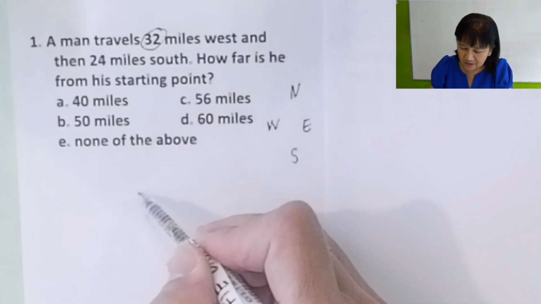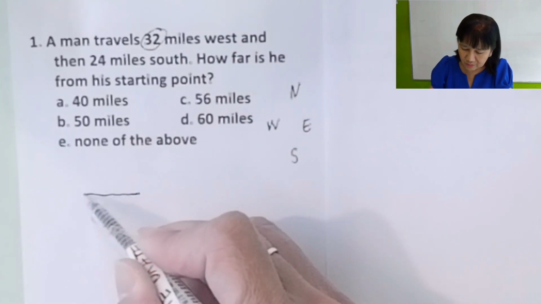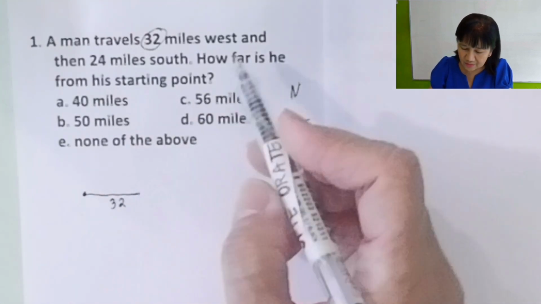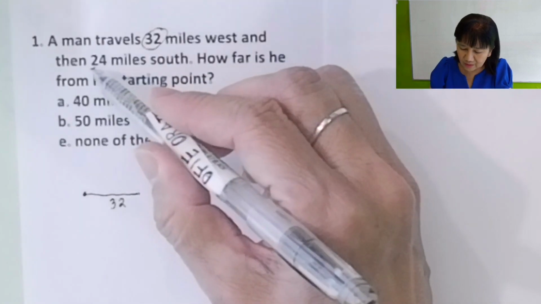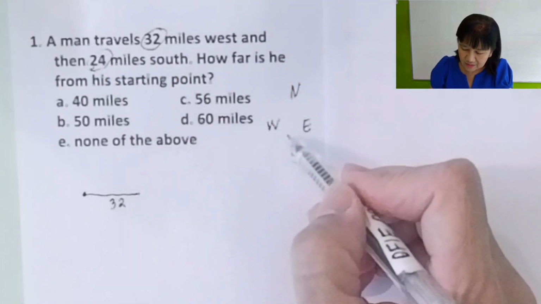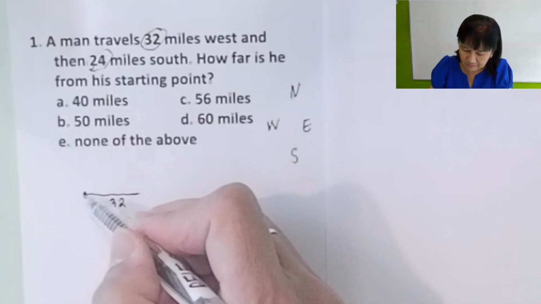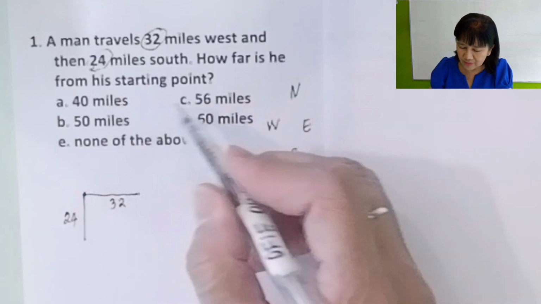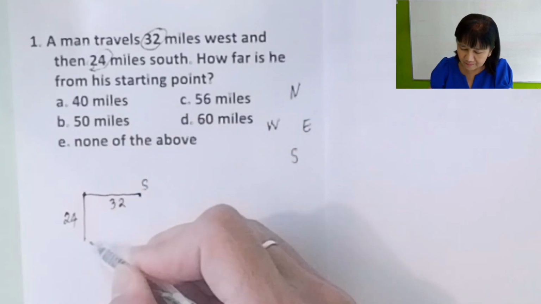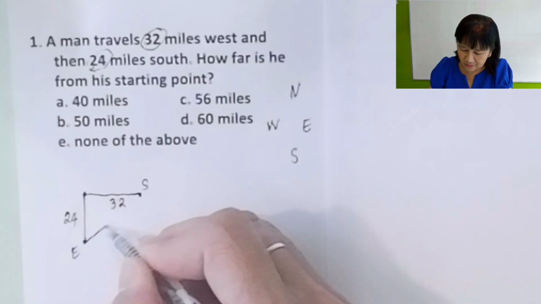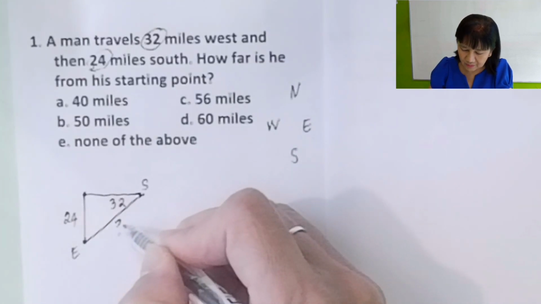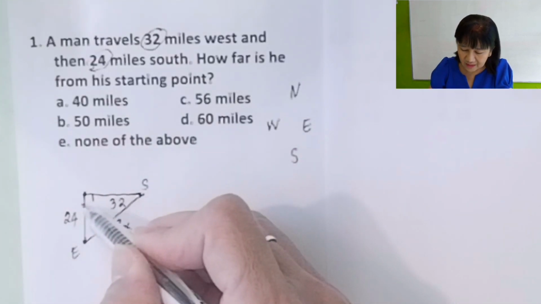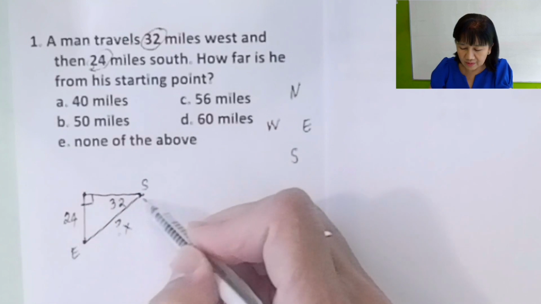Let's say you start here, you go west 32 miles, so west is to the left, that is 32, and then 24 miles south. South is going down, so you go down 24. How far is he from his starting point? This is the starting point. This is the ending point. So this is unknown. We let that be x. So as you can see here, a 90-degree angle is formed. So you have now a right triangle.